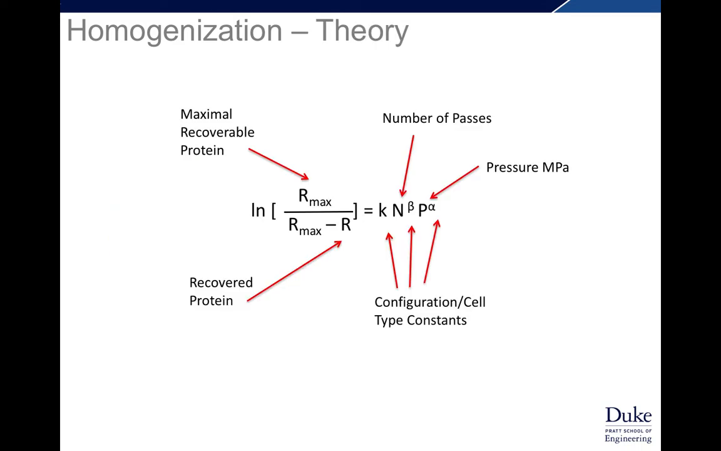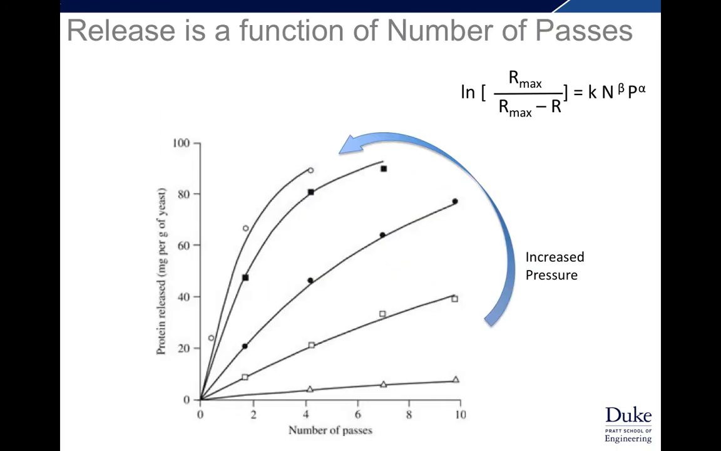We can model or estimate the percent of the protein that's released. So the R would be the recovered protein, or the protein that's released, as a function of the maximum potential recoverable protein. And the key variables that drive this release rate would be the number of passes, so how many times you go through the homogenization, and the pressure at the homogenizer. These other constants, K, beta, and alpha, are a function of the configuration for the different type of homogenizers, as well as the types of cells that you may be homogenizing.